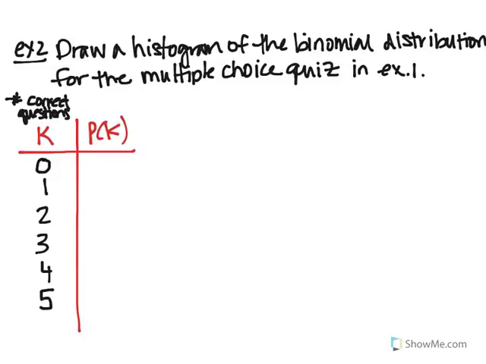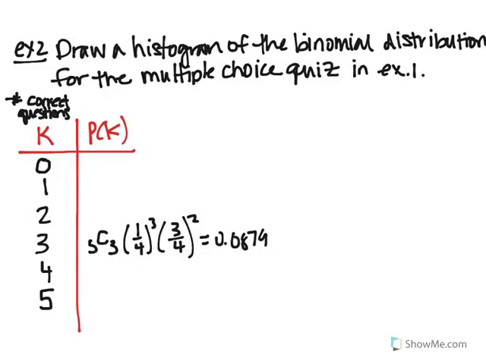So now we need to calculate those, and we already did getting 3 correct. So if you remember, there were 5 total questions. We wanted to randomly choose 3. And the probability of getting a success was 1 out of 4. We wanted it 3 times. The probability of getting a failure is 3/4, and we wanted it twice to get a total of 5. And so we ended up calculating before that this was 0.0879.